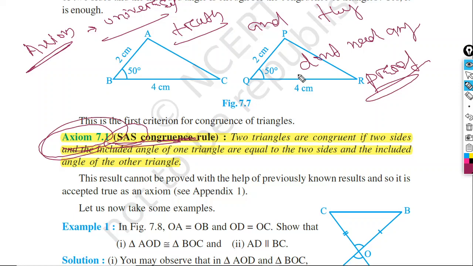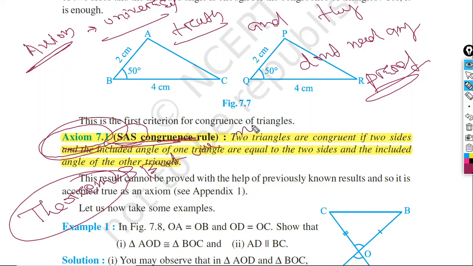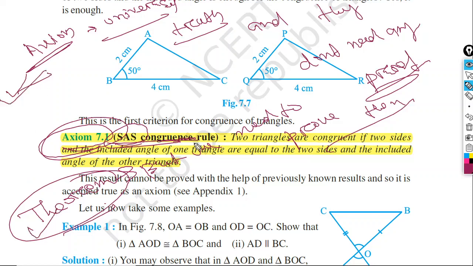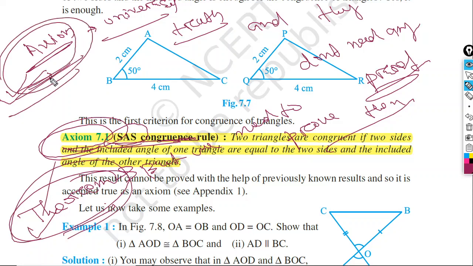But a theorem is a little different. Theorems are also true, but we need to prove them. This is the only difference. Both are true, but we need to prove the theorem, while we do not need to prove the axiom, because it is a universal truth and it has been considered true from very early. So we don't need to prove the axioms.